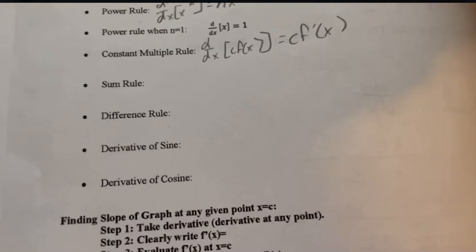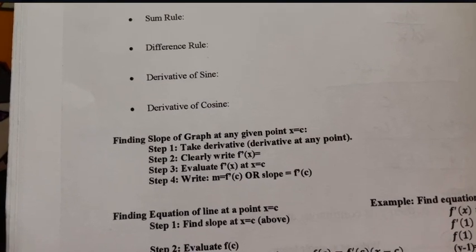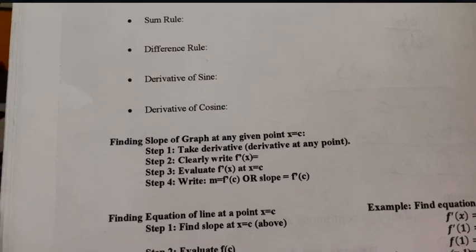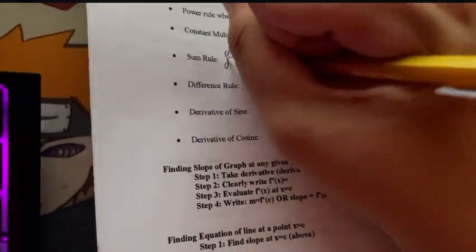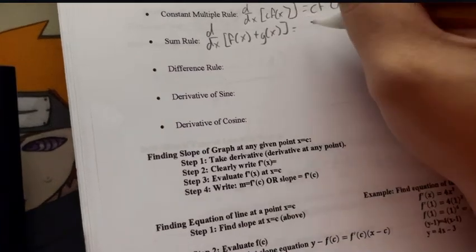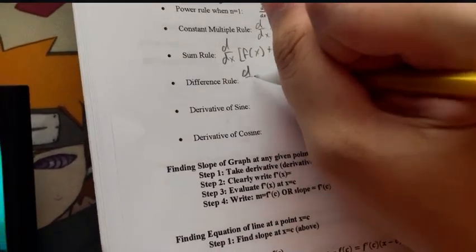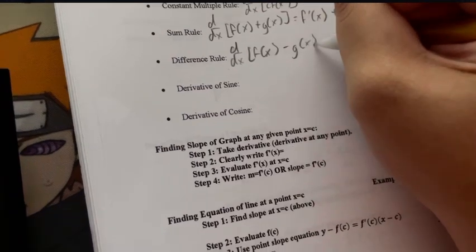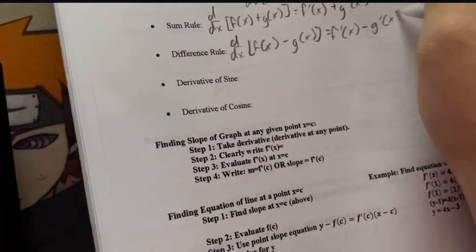The sum and the difference rules. The sum or difference of two differentiable functions f and g is itself differentiable. Moreover, the derivative of f plus g or f minus g is the sum or difference of the derivatives of f and g. For the sum rule, it's d over dx of f of x plus g of x equals f prime of x plus g prime of x. The difference rule is d over dx of f of x minus g of x equals f prime of x minus g prime of x.